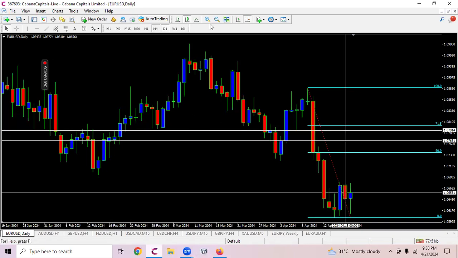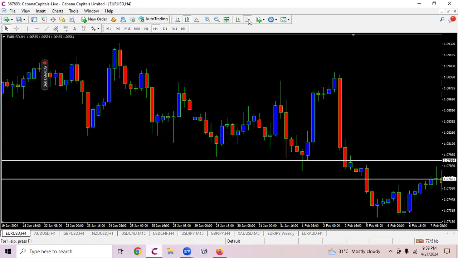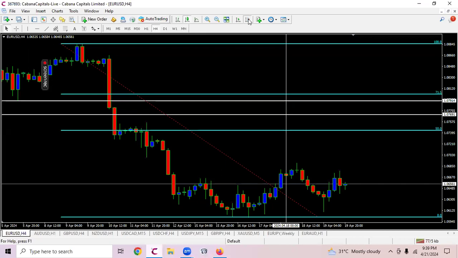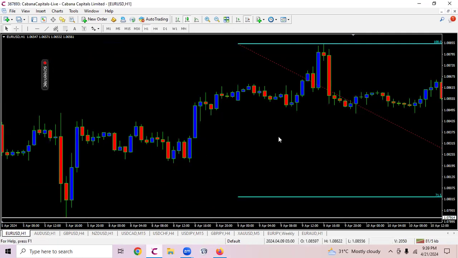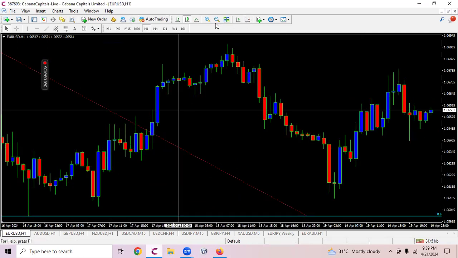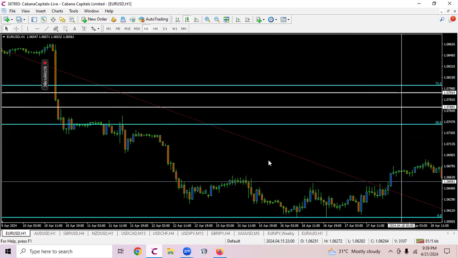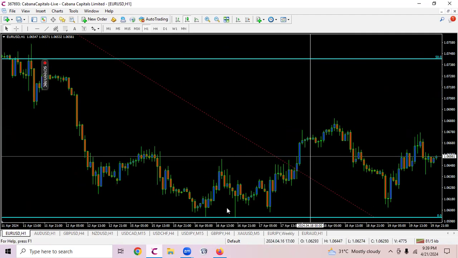Let's confirm that on a lower time frame. Let's go to 4 hours. Okay, let's check 15 minutes. I know a fair value gap was created. That was why price had to pull back. Let's confirm on a lower time frame. Still can't find it here. Let's go to 15 minutes.